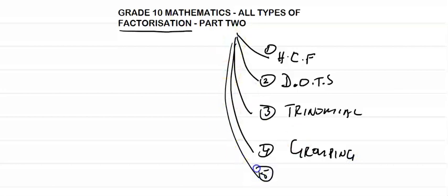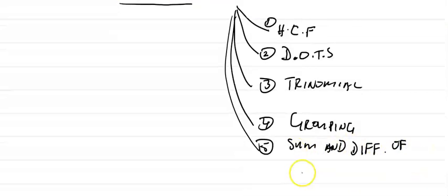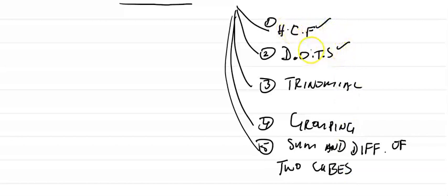And what I need to look at in this one is definitely sum and a difference of two cubes. Okay, so we looked at HCF, highest common factor, difference of two squares, where we have a perfect square minus a perfect square, quadratic trinomial, grouping in pairs, and we're going to be looking at sum and difference of two cubes. Now we may even cover all of these types of factorization in today's video lesson. So let's get straight into it.